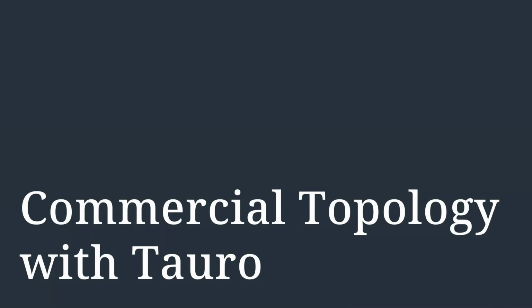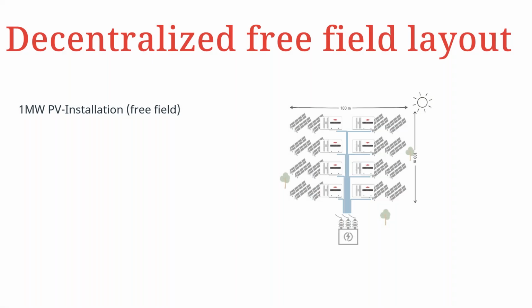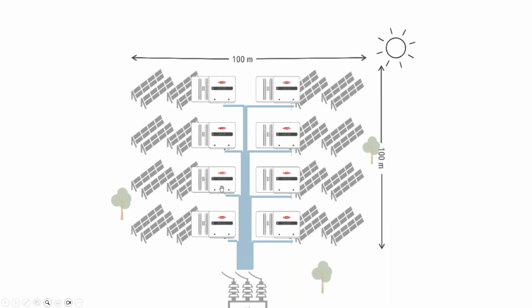So still continuing with the commercial topology with the Tauro. We're going to have a look at a 1 megawatt PV installation on a free field. So it is possible to have it this way. Since the modules are connected directly to the inverters, you would, for this particular case, have the respective AC runs coming from each of the inverters. So we have 8 inverters here, so we're expected to have 8 long runs of AC cabling.